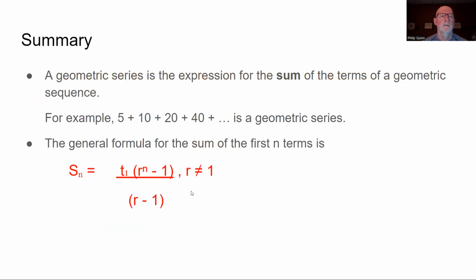The summary. The geometric series is the expression for the sum. Just pause there. The sum. Series, sum. We're adding. The sum of the terms of a geometric sequence. So for example, 5 plus 10 plus 20 plus 40 is a geometric series. The general form for the sum of the first n terms is Sn is equal to t1 bracket r to the n minus 1, all divided by r minus 1. r cannot be equal to 1. T1 is the first term, r is the common ratio, n is the number of terms.